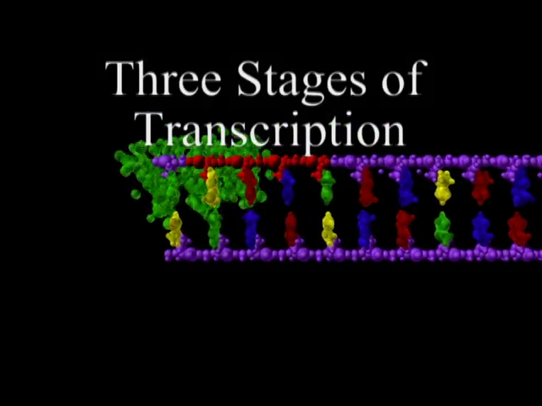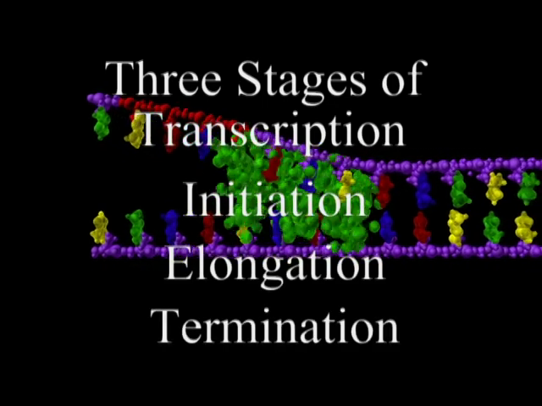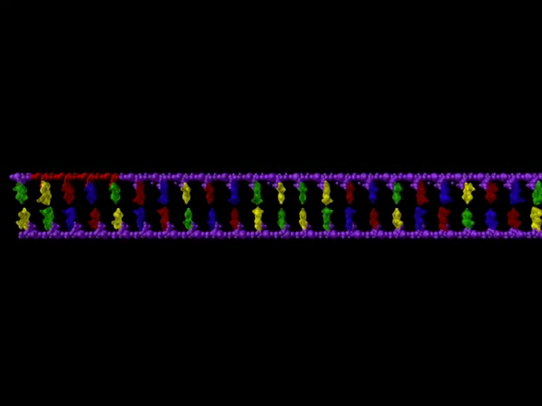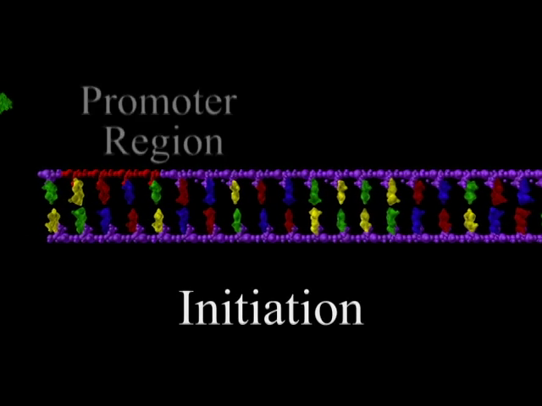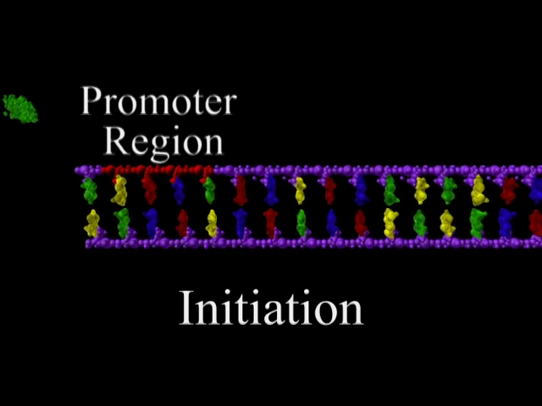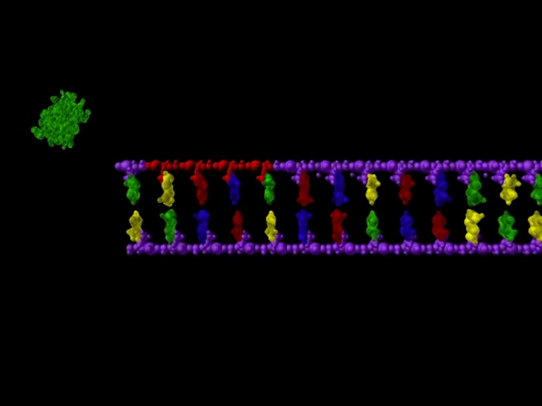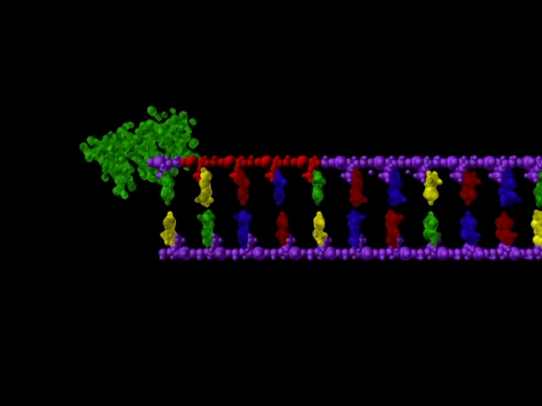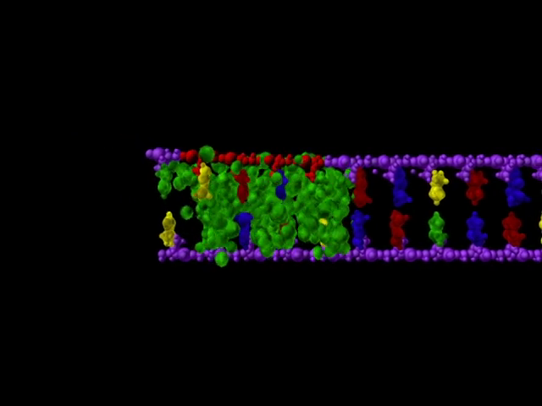The process of transcription is divided into three parts: initiation, elongation, and termination. Transcription, or as it is often referred to, RNA synthesis, begins with initiation. A promoter region lies just upstream from the beginning of each specific gene. RNA polymerase, the enzyme that carries out RNA transcription, recognizes the unique nucleotide sequence of the promoter region of the gene to be transcribed and attaches itself to the DNA there.